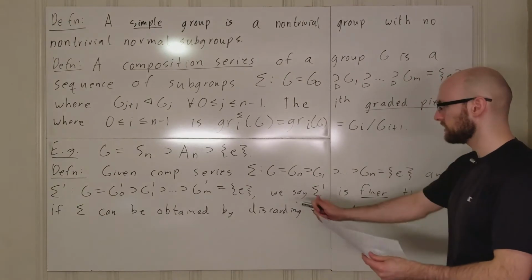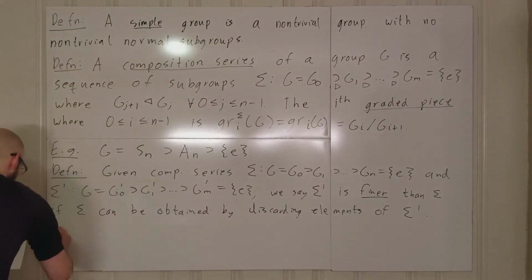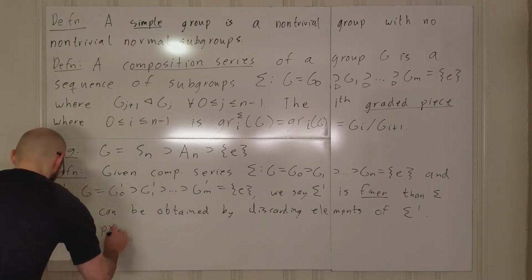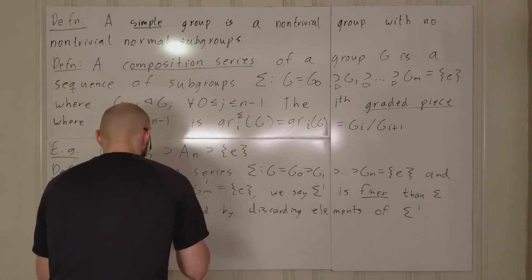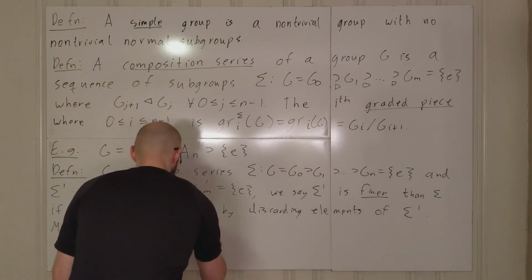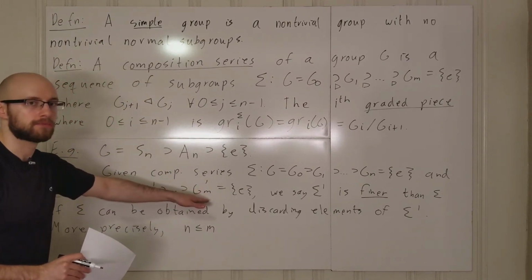Okay, so let's say this more precisely. n is less than or equal to m, right? Because the finer one has more things in it.